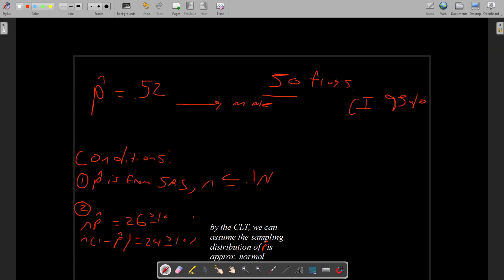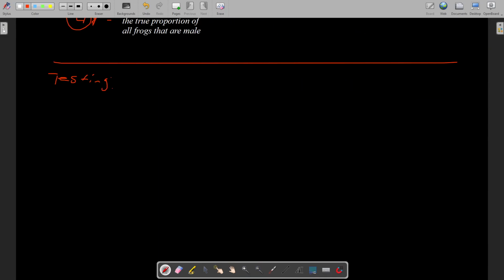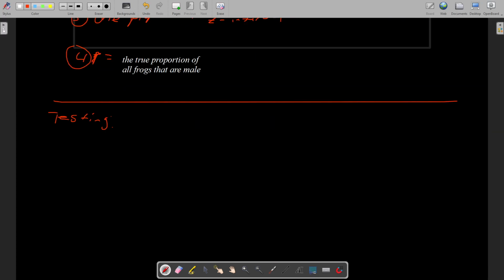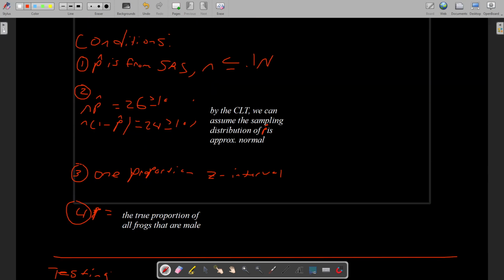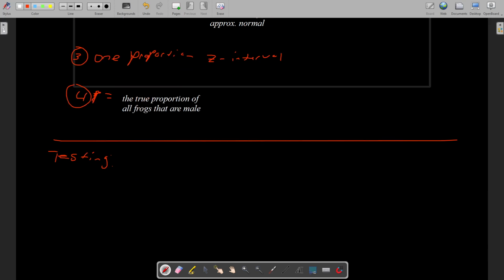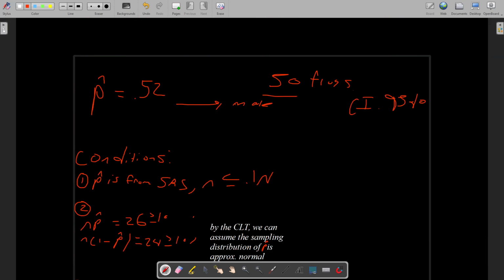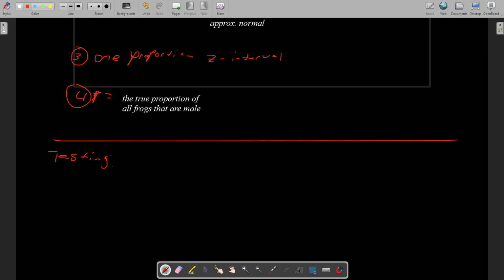A lot of the questions have different numbers. I'm just using this for now. So we're looking at our testing, and we don't have any hypotheses here, so we don't have to write any of those. But we do have to write what we know. So we know that p hat equals 0.52, and that n equals 50.